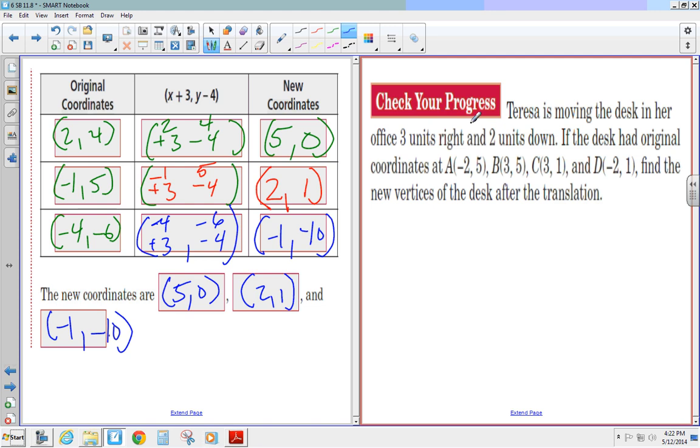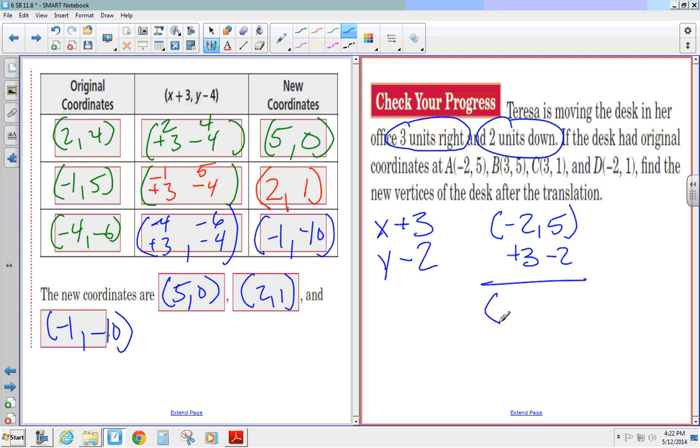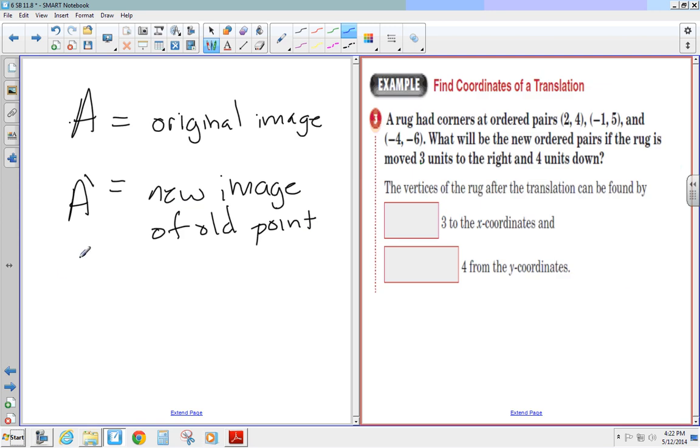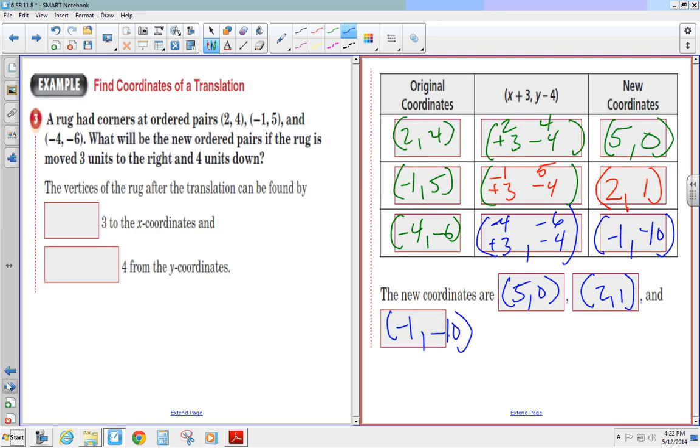All right, we're almost done. Tessa's moving the desk in her office 3 units right and 2 down. So let's do this again. 3 right, that's x plus 3. 2 down, that's not x, that's y minus 2. So use our ordered pairs. Add 3 to x. Subtract 2 from y. And my new point, 1, 3. This is A prime. This is the new image of the old point.